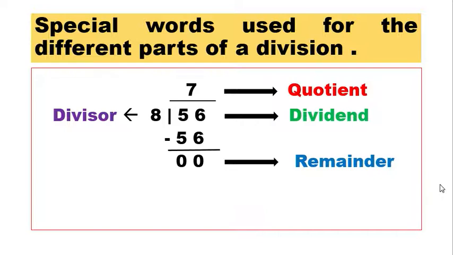Special words used for the different parts of a division. Students, today we learn about the special words of division. Quotient. This is dividend. Divisor. This number is called divisor. And this is remainder. Quotient, dividend, remainder, and this is divisor.